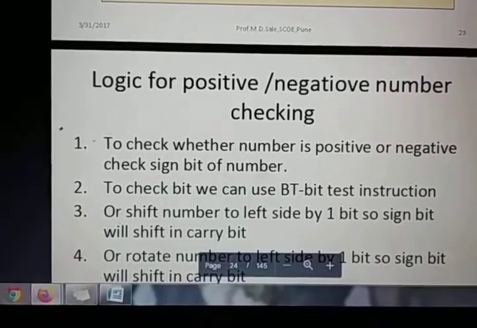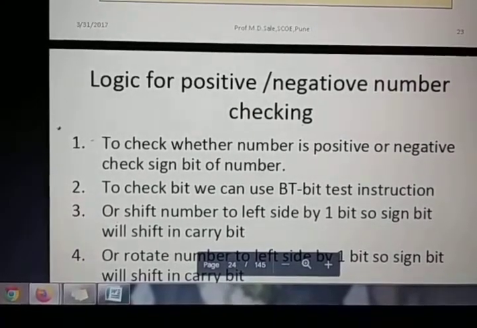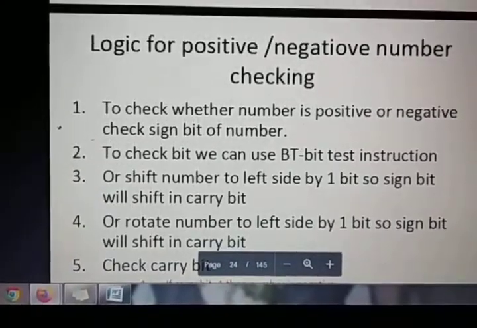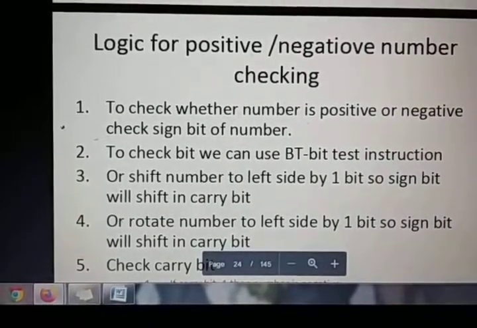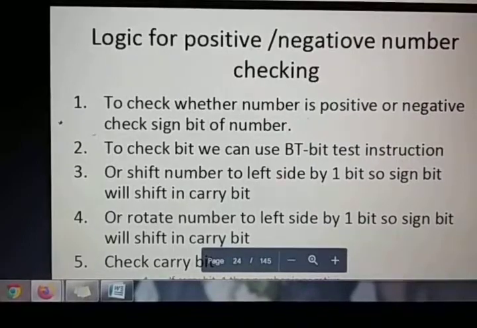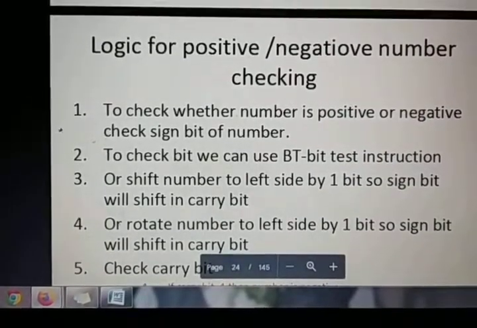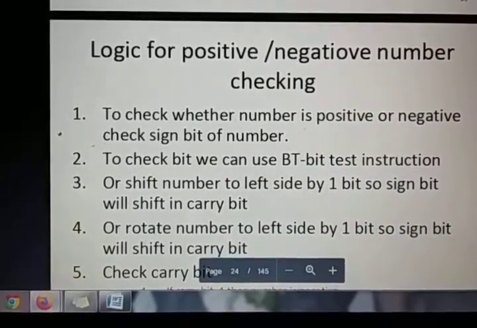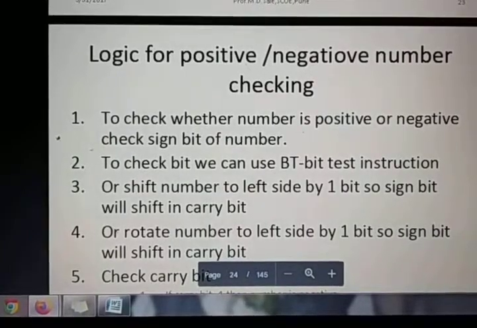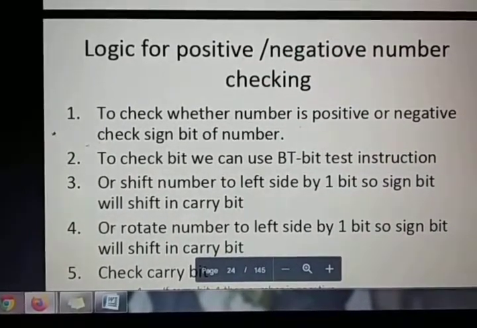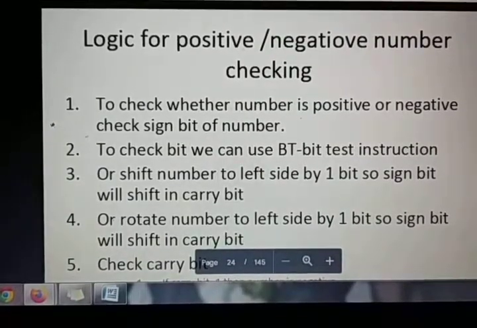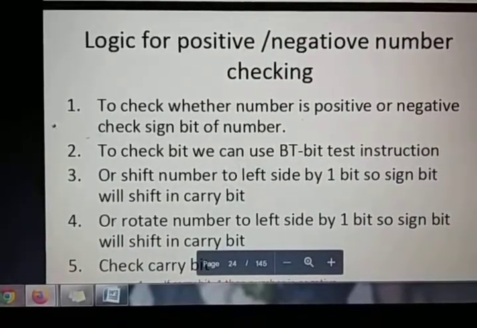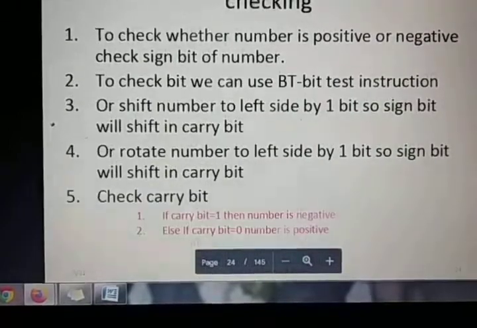To check whether a number is positive or negative, check the sign bit of the number. To check a bit we can use the BT, bit test instruction. So for checking whether your number is positive or negative, we will use the BT instruction, means bit test instruction. Or shift the number to the left by 1 bit, so the sign bit will shift into the carry bit. Or rotate the number to the left by 1 bit, so the sign bit will shift into the carry bit. Then check the bit.